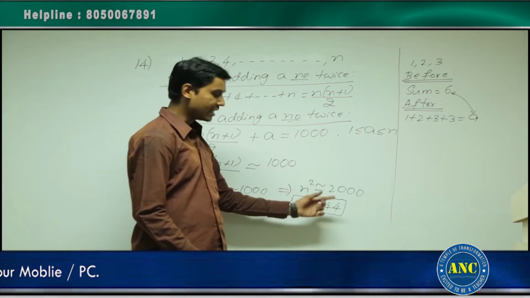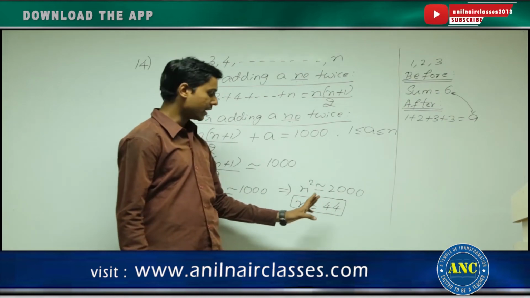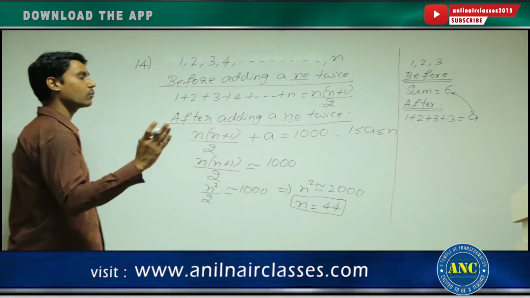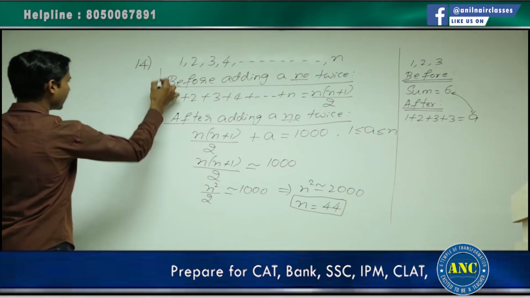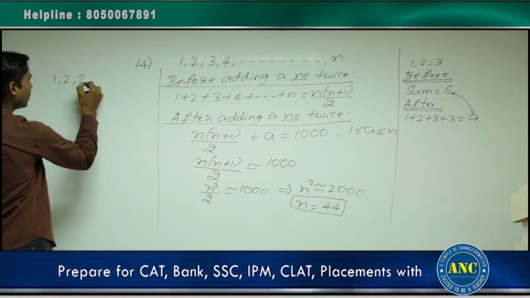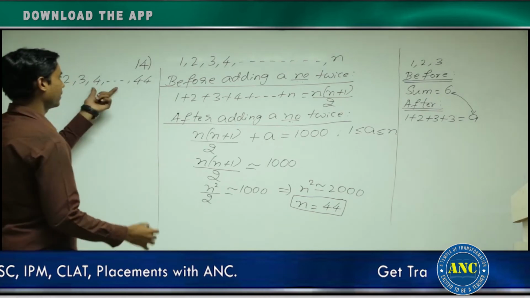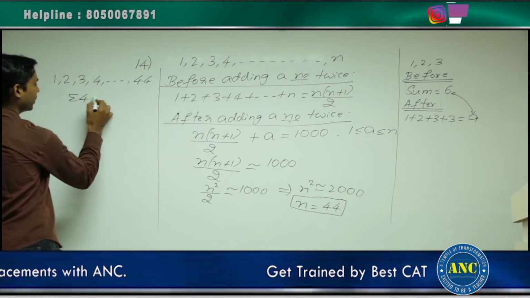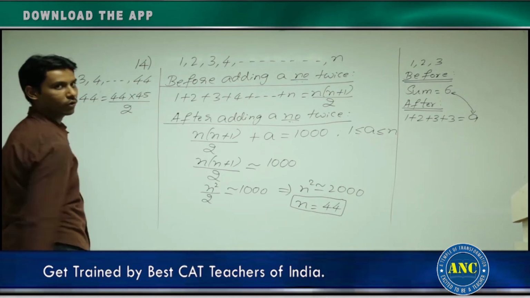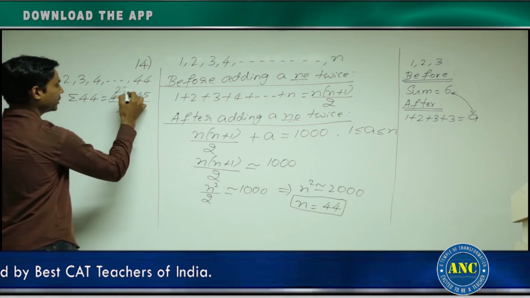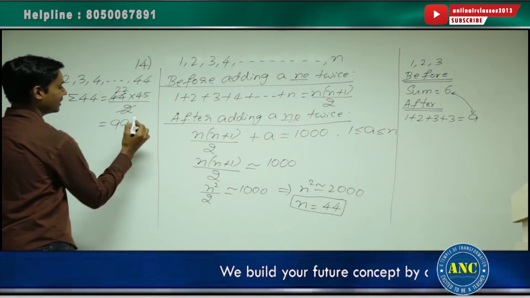Till here any doubt? Take a number which is a perfect square just less than 2000. That number happened to be 44. That means n is equal to 44. What is the meaning of n is equal to 44? There were 44 numbers written on the board. That means starting from 1, 2, 3, 4, etc., the last number is the 44th number. So the summation of 44 is 44 into 45 by 2. It is 44 into 22, or 22 into 45, which is 990.